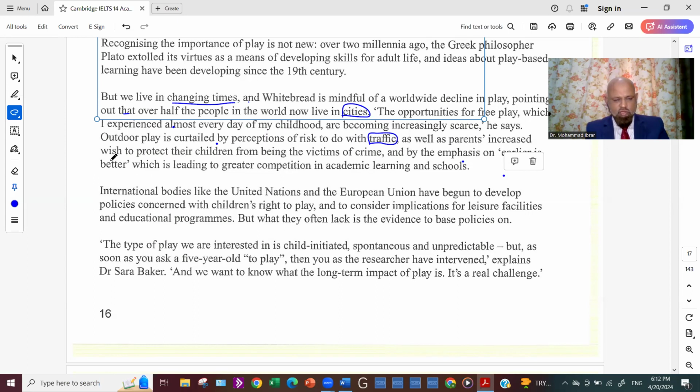As well as parents' increased wish to protect the children. Parents are overprotective from being the victims of crime. Again, from being the victims of crime is also fear of crime. So parents are not letting their kids play outdoor games because of fear of traffic and crime. And by the emphasis on earlier is better, which is leading to greater competition in academic. So leading to, again, we need to go back to the question.